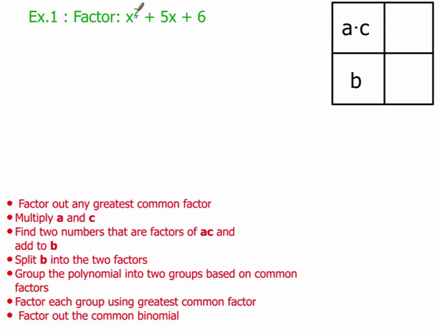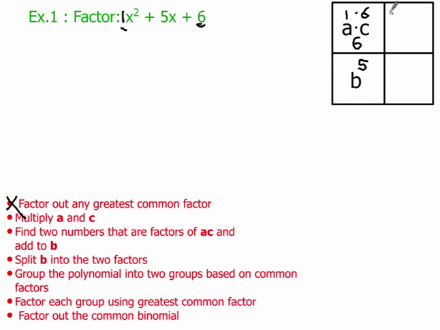So let's look at example 1. We want to factor x squared plus 5x plus 6. So let's follow our steps on this. First step is to factor out any greatest common factor. Well, I've got x squared, 5x, and 6. Those don't have any greatest common factor, so let's skip that step. Next step is to multiply a times c. Now a in this case is 1, so I'm going to multiply 1 times 6, which gives me 6. And my b is positive 5. So now my goal is to find two numbers that multiply together to get 6 and add together to get 5.